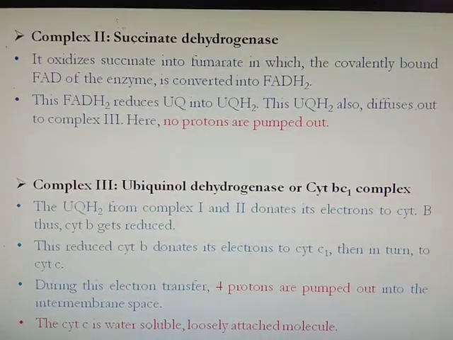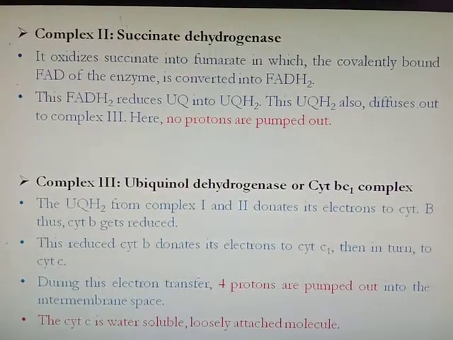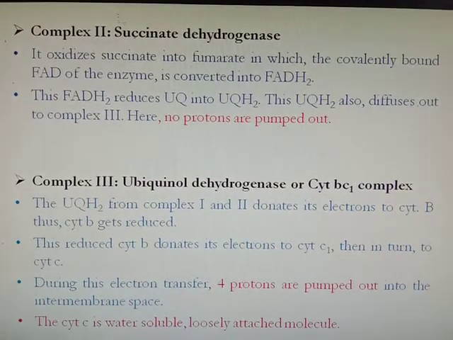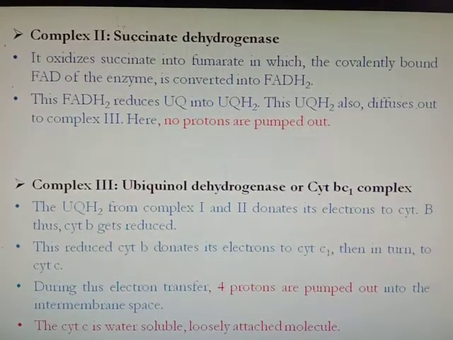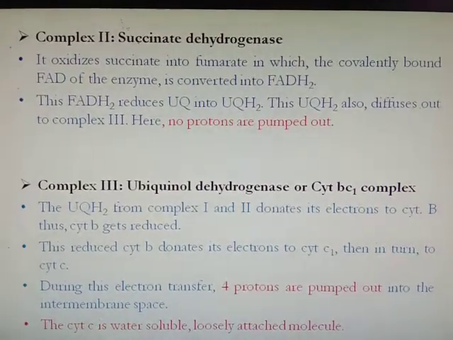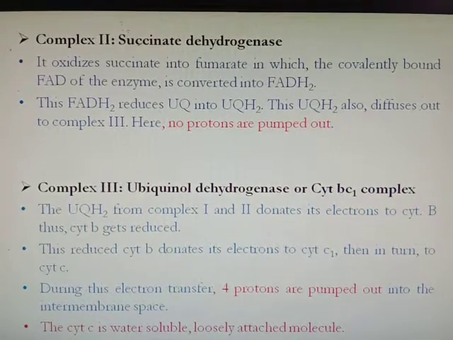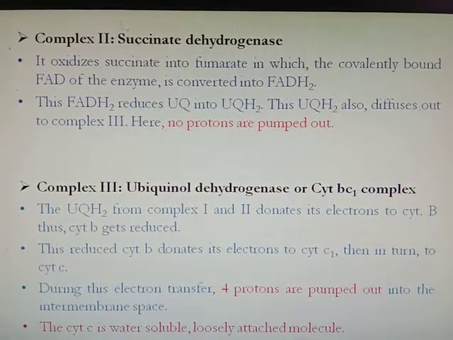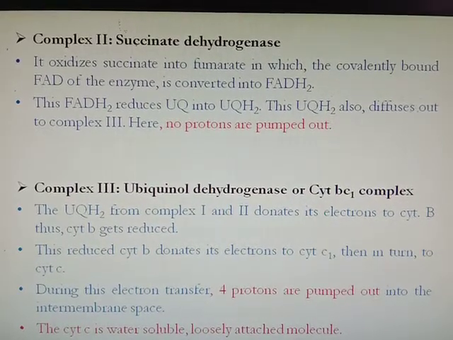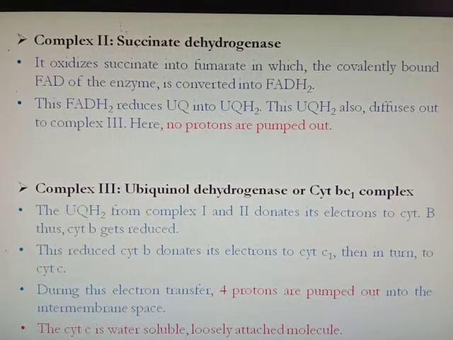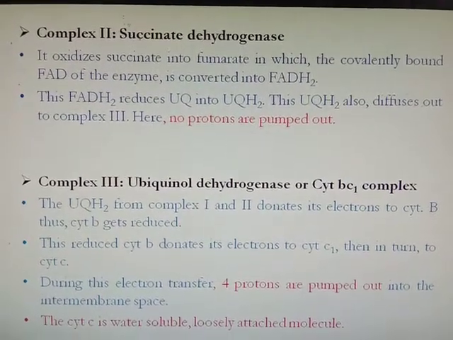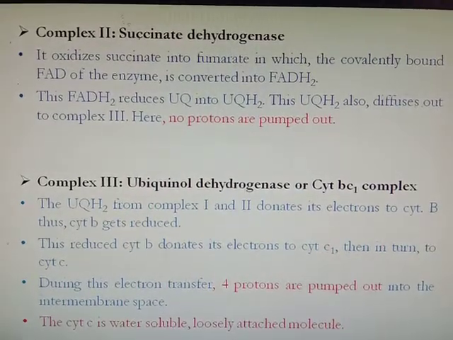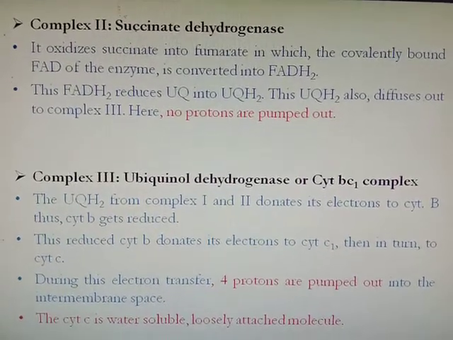Then complex 2, succinate dehydrogenase. It oxidizes succinate into fumarate, in which the covalently bound FAD of the enzyme is converted into FADH2. Similarly, FADH2 will reduce ubiquinone into ubiquinol, UQH2. This ubiquinol also diffuses to complex 3. But no protons are pumped out into the intermembrane space, unlike complex 1.